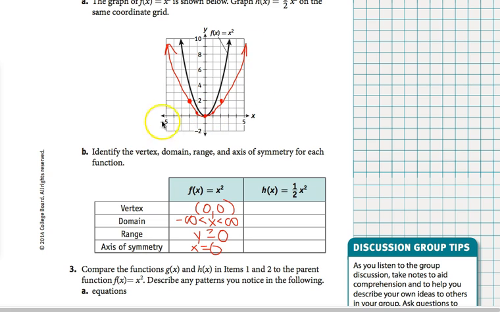If we look at this function, it also has the same vertex, 0, 0. X can be anything again, so domain is going to stay -∞ to infinity. My range, y values start at 0 and get bigger again. And axis of symmetry is the same because the vertex is the same. So notice that these key features had the same values in all 3 graphs, the parent function as well as both of the transformations, g of x and h of x.